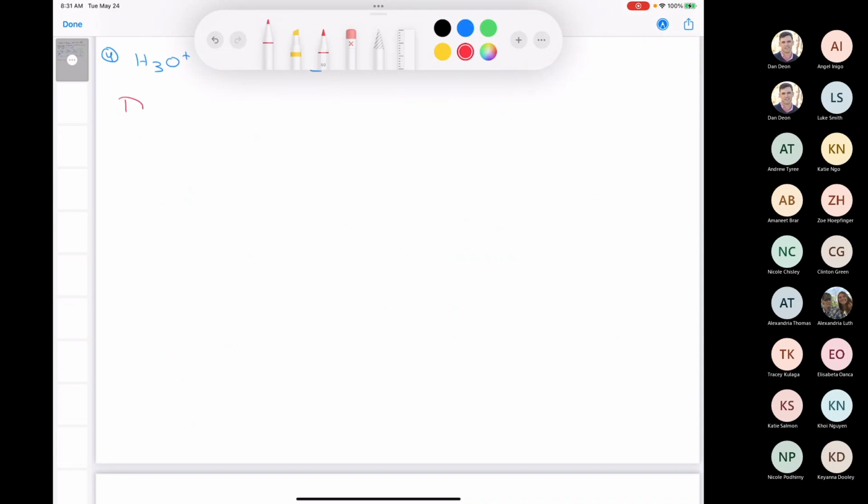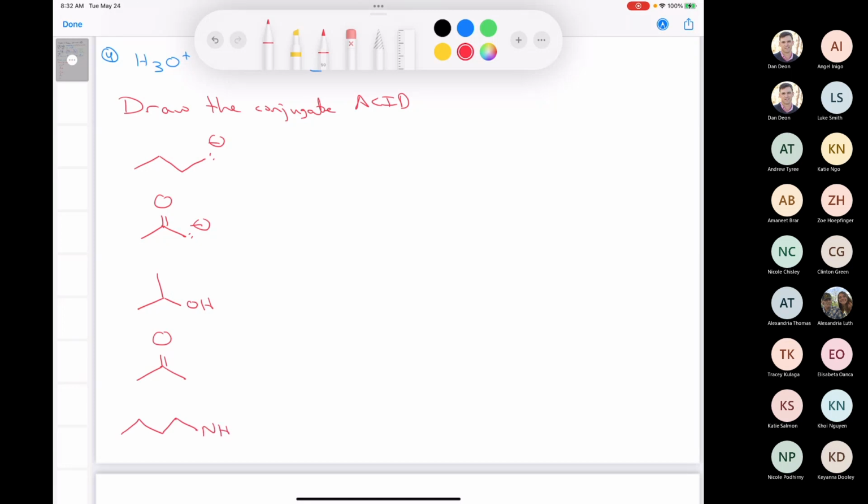So we'll put in here, draw the conjugate acid. All right, let's try some problems here. So we'll start with this one. We have this carbanion, and we'll try this one. We could try, what else? We could try this alcohol, and we could try this ketone, and then we could try this amine. So we've got 5 different problems here. 1, 2, 3, 4, 5.